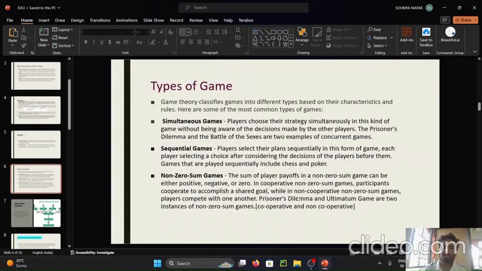Moving to the next topic, we'll see the types of games. Game theory classifies games into different types based on their characteristics and rules. Here we have mentioned four types of games. What are they? Simultaneous games, sequential games, zero-sum games, and non-zero-sum games.